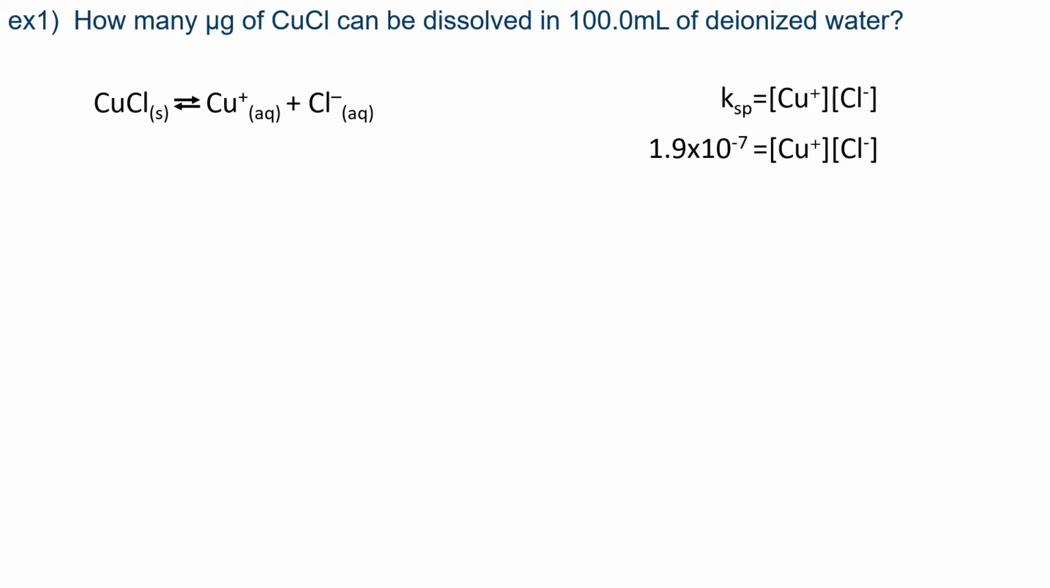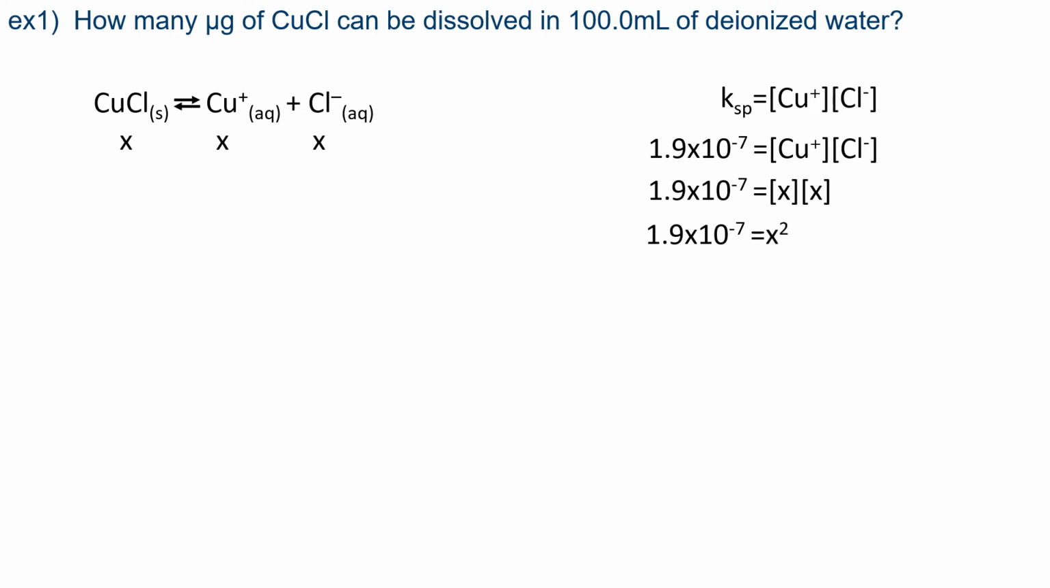Now, what is the concentration of Cu plus and Cl minus? We don't know. We also don't know how much CuCl we're going to add, and that's what we're looking for. But we do know that the concentration of CuCl that's added is going to equal, in the end, the concentration of the Cu plus and the concentration of the Cl minus. So we can substitute that into our KSP expression. The Cu plus concentration is X, the Cl minus concentration is X. From here, we can now solve for X.